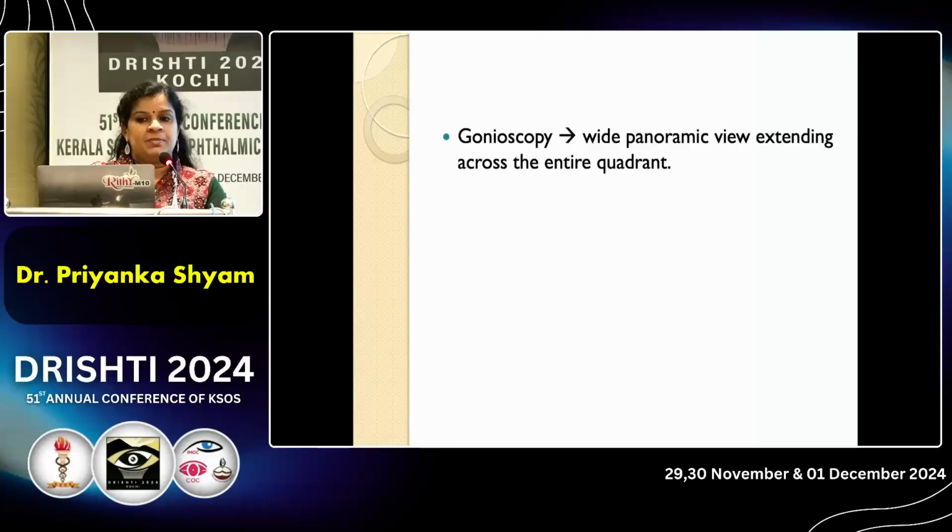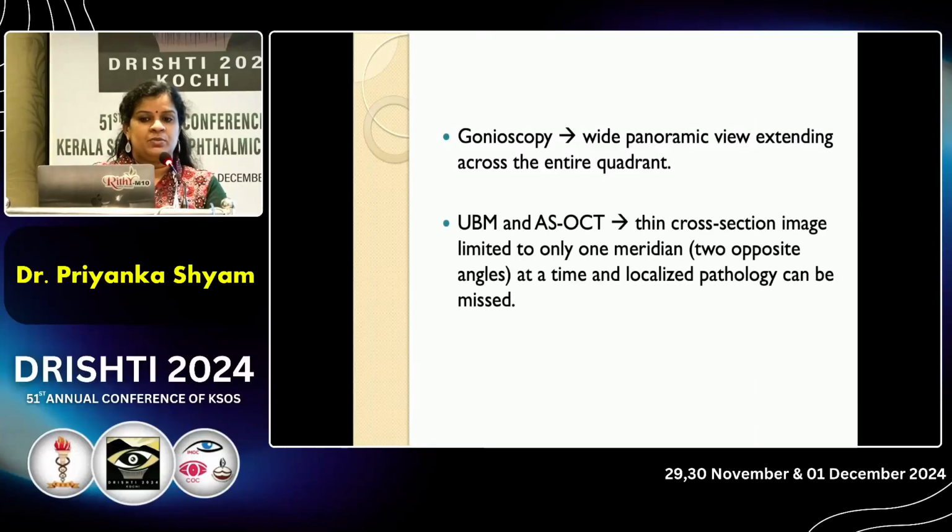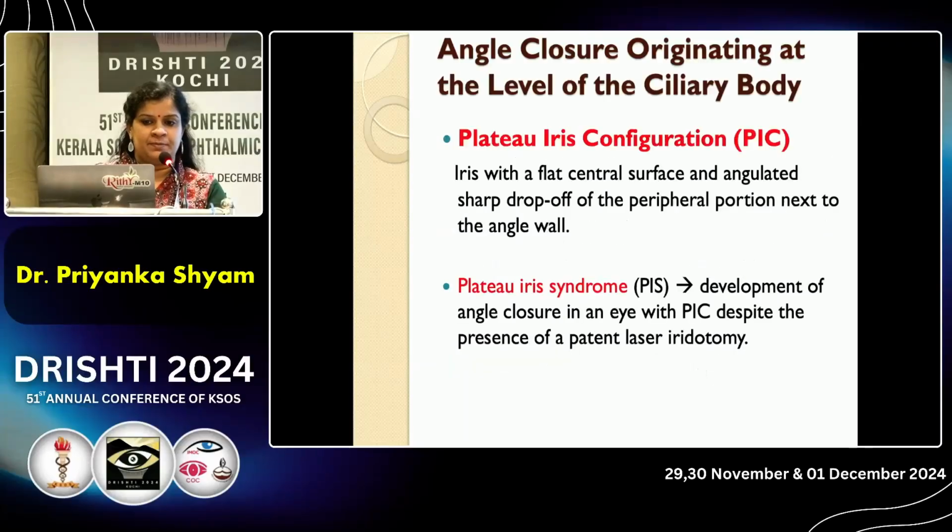Gonioscopy provides a wide panoramic view extending across the entire quadrant, whereas UBM and ASOCT provide thin cross-sectional images limited to only one meridian at a time, and hence localized pathology can be missed. So currently, imaging is used only as an adjunctive tool for gonioscopy.